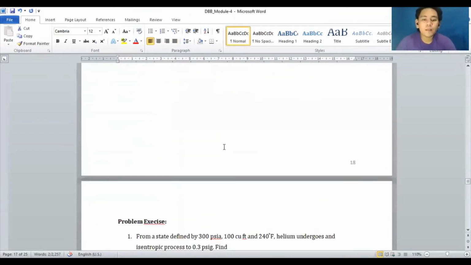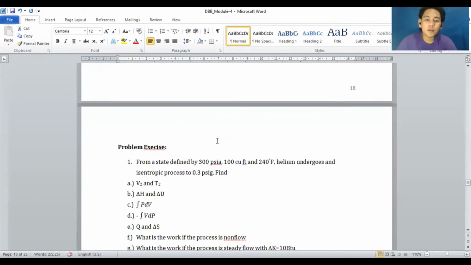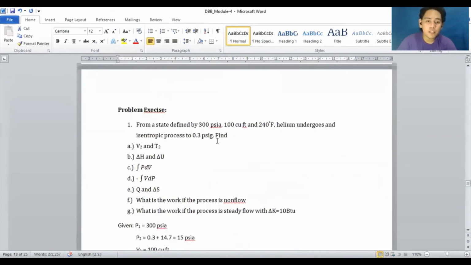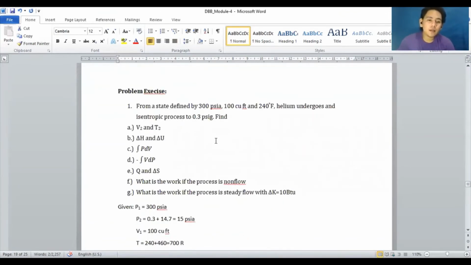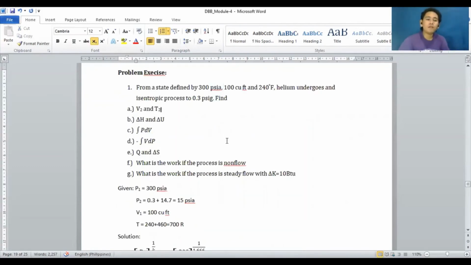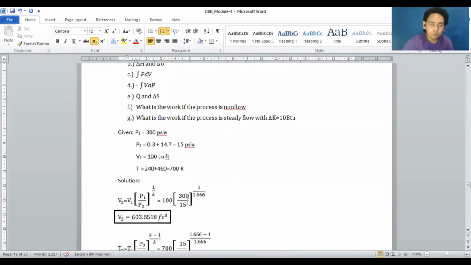Now, for better understanding of the isentropic process, this is the problem exercise. From a state defined by 300 psia, which is the P1, 100 cubic feet, which is the V1, and 250 degrees Fahrenheit, which is the T1, helium undergoes an isentropic process to 0.3 psig, which is P2. Please take note of the pressure difference of these two. Now, find V2 and T2.